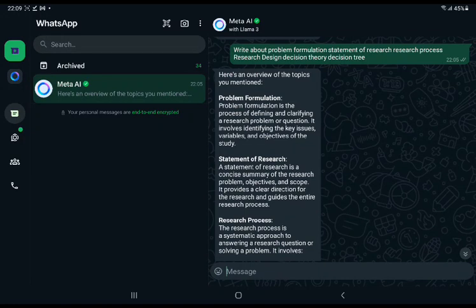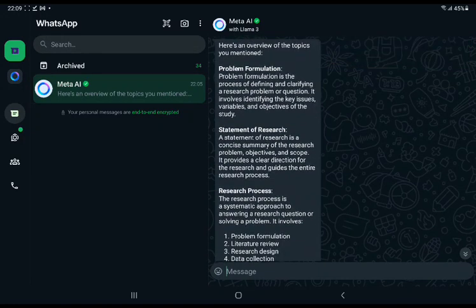Here is an overview of the topics you mentioned. Problem formulation. Problem formulation is the process of defining and clarifying a research problem or question. It involves identifying the key issues, variables, and objectives of the study.